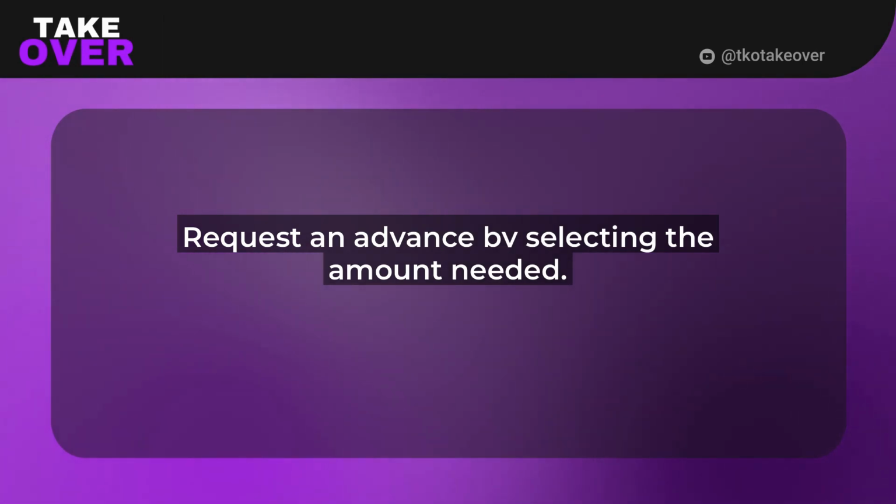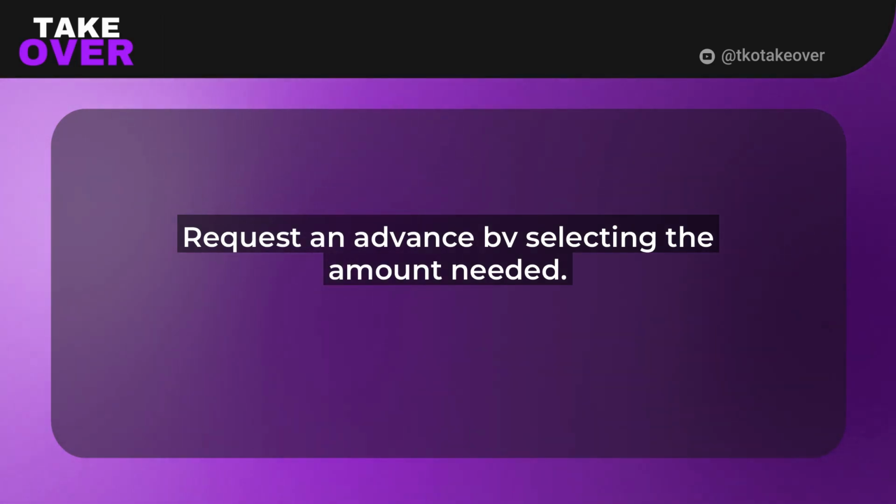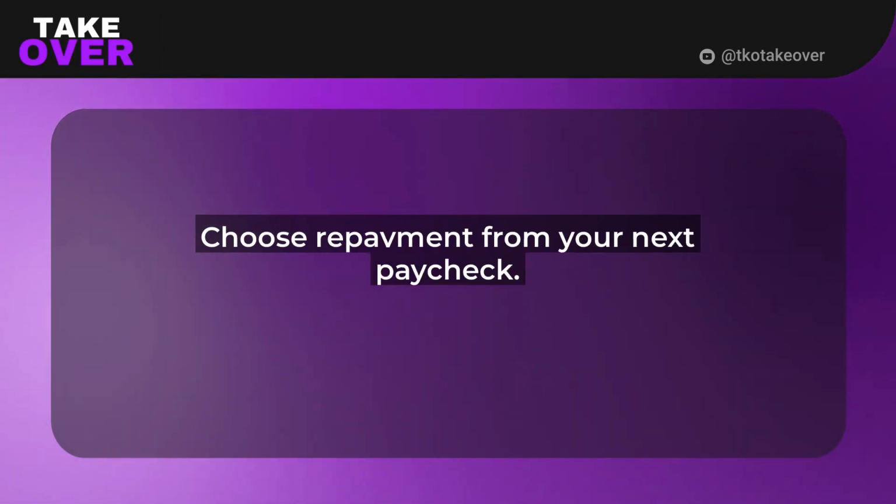To request an advance, tap on the Advance button, select the amount you need, usually up to 50% of your earned wages, and choose your repayment method. You can set it to deduct from your next paycheck or pay it back manually.